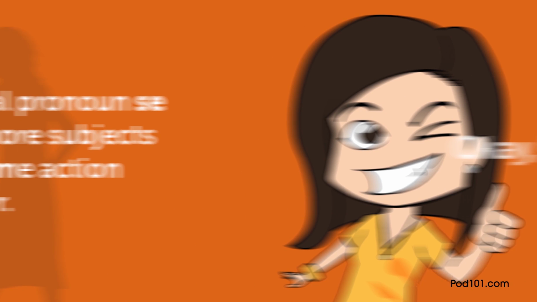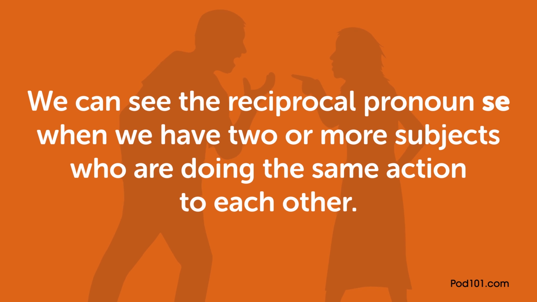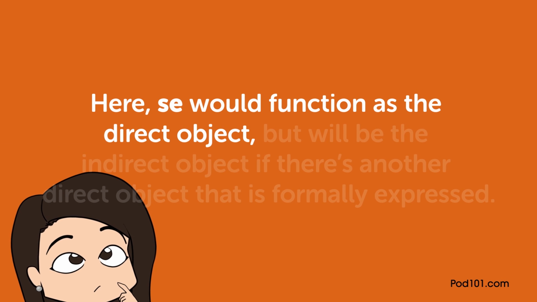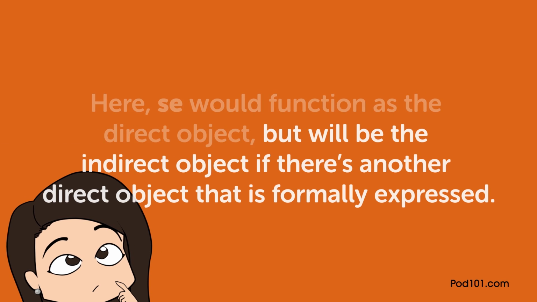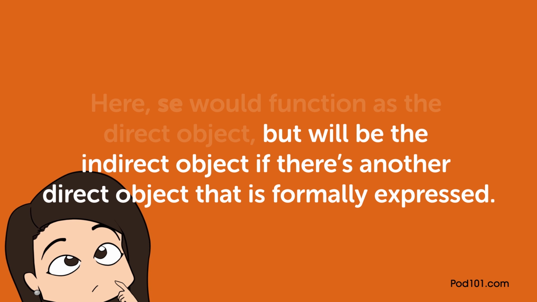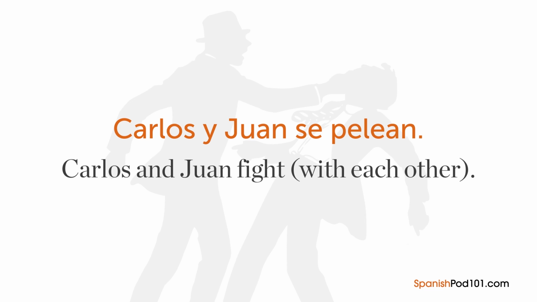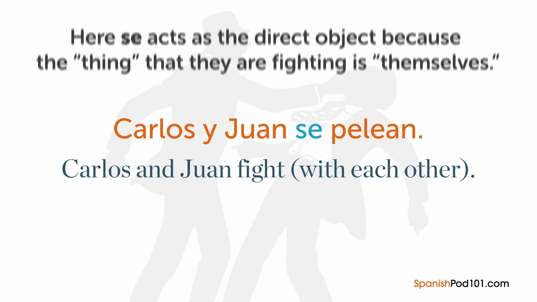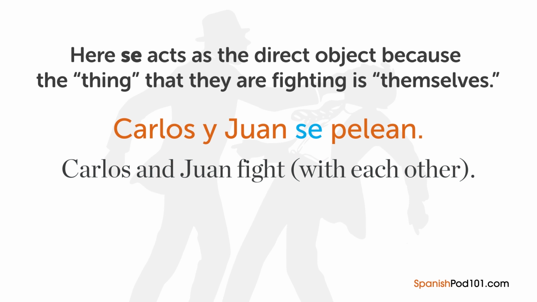Okay, let's go! We can see the reciprocal pronoun se when we have two or more subjects who are doing the same action to each other. Here, se would function as the direct object, but will be the indirect object if there's another direct object that is formally expressed. Let's take, for example, Carlos y Juan se pelean, meaning Carlos and Juan fight with each other. Here, se acts as the direct object because the thing that they are fighting is themselves.